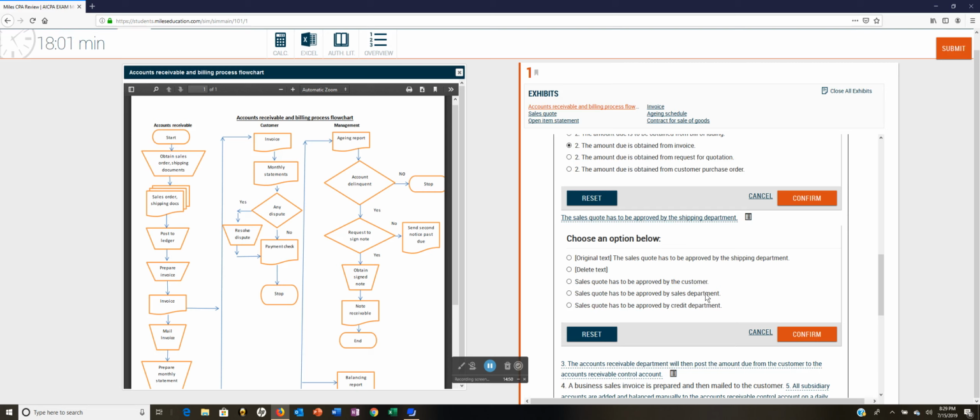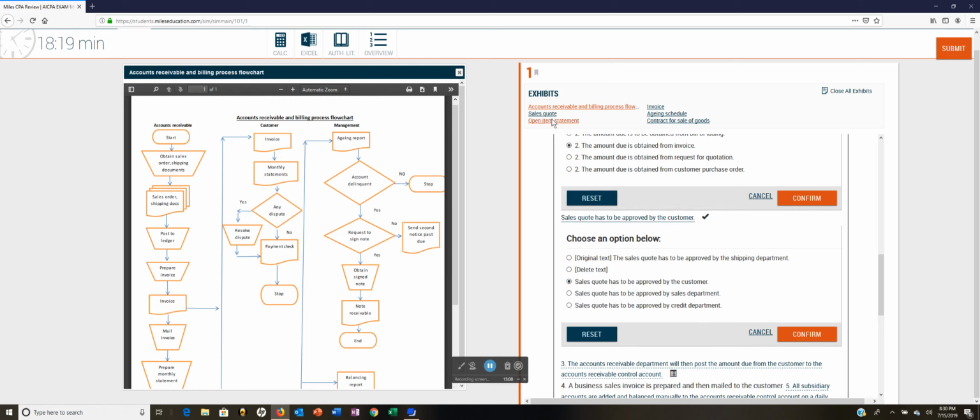Could the sales quote be approved by the sales department? Well, the sales department made the quote, so they're not going to be approving it. The credit department approves the sale, but not the quote. So I'm going to go with that one.